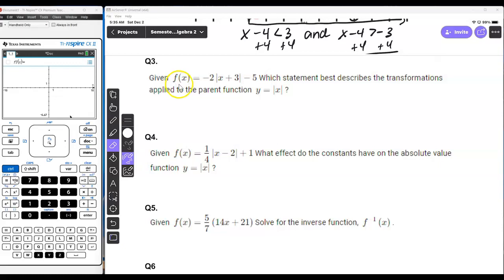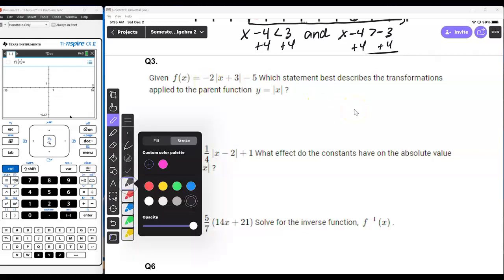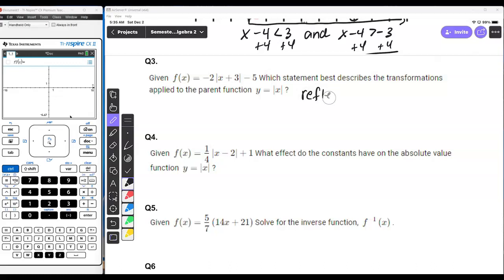Given f of x, which statement best describes the transformations applied to the parent function? So this is an absolute value of x. What you have to do is describe what's going to happen in the transformation. So if you have a negative here, it's going to reflect over the x-axis.